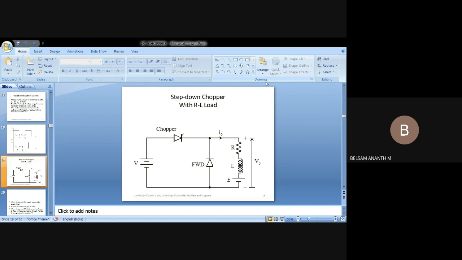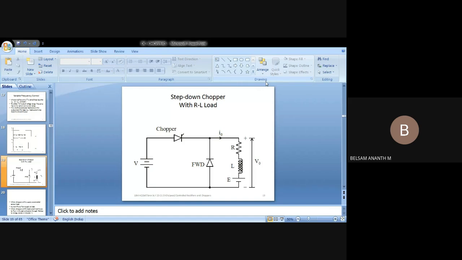But here, because I have either an inductive component or a capacitive component, what will happen? I may have a charging time. At the same time, at some instant, I will have a discharging time, right? Yes or no? Will you agree or not? So at one instant I may have a charging time, then I will have a discharging time also.